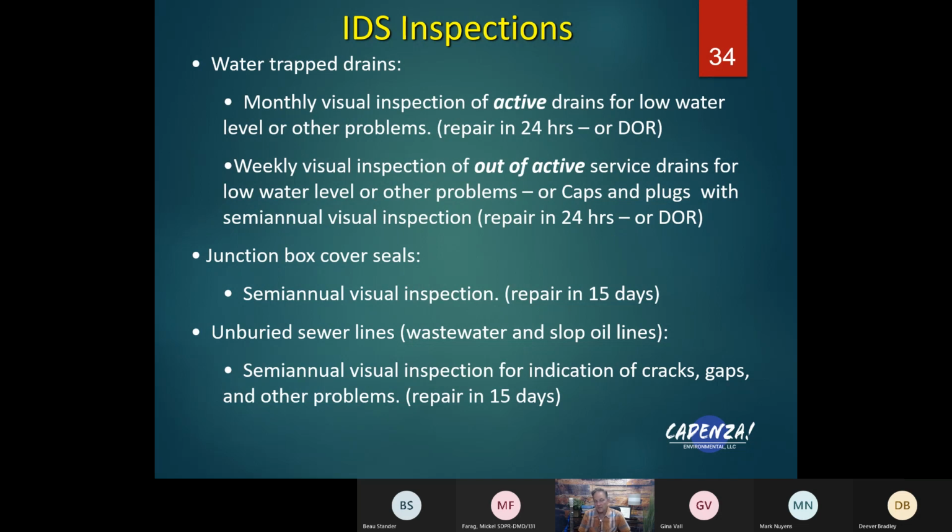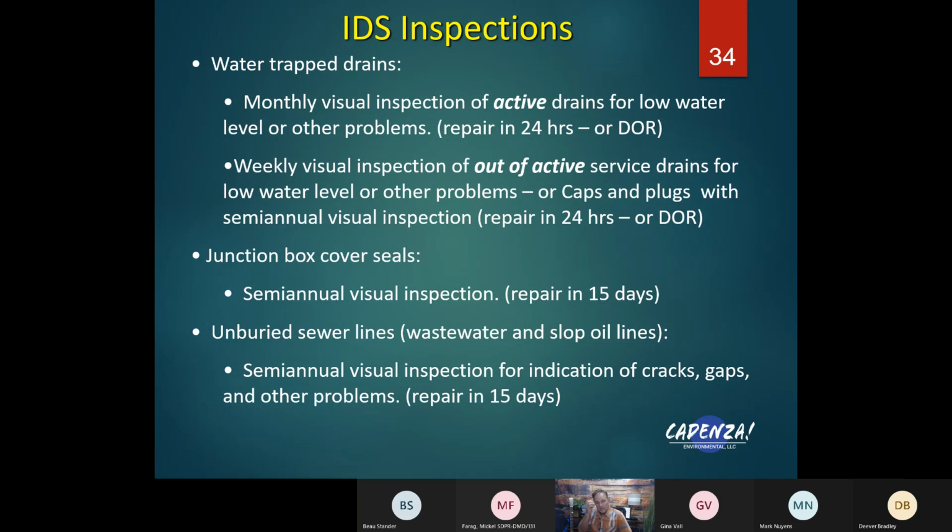The refineries that I've seen do these inspections, however, just to cover it all and just to make it easy, they just basically inspect all the drains weekly. Just make it part of a weekly round. That way you're not trying to figure out which one's monthly, which one's weekly, and that kind of thing. Just inspecting them all that way. The other thing, again, these need to be repaired within 24 hours or delay of repair if you can't do it within that time frame. Again, I'll explain that in a moment.